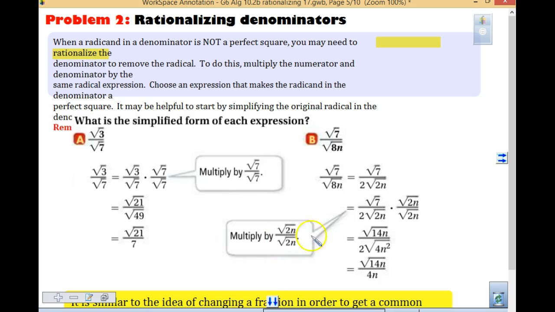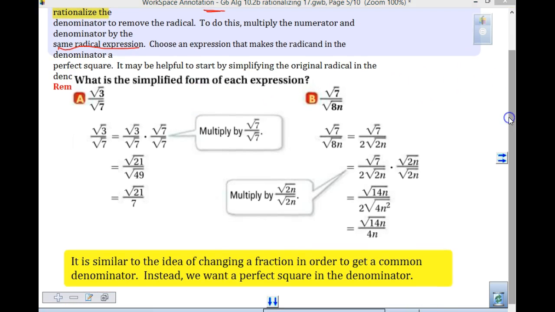When a radicand in the denominator is not a perfect square, you need to rationalize the denominator to make a radical. To do this, multiply the numerator and the denominator by the same radical expression. Choose an expression that makes the radicand in the denominator a perfect square. It may be helpful to start simplifying the original radical in the denominator. Remember, it's not simplified if there's a radical in the denominator.